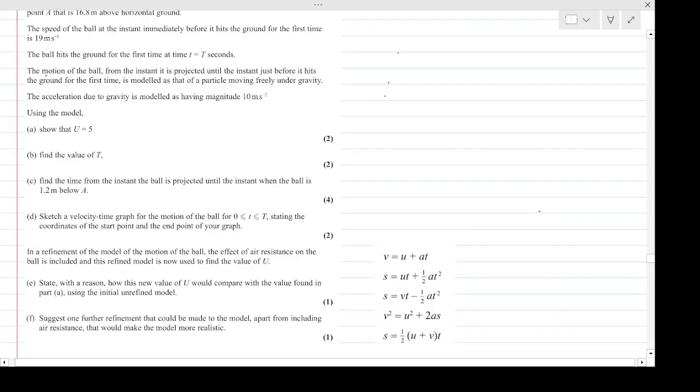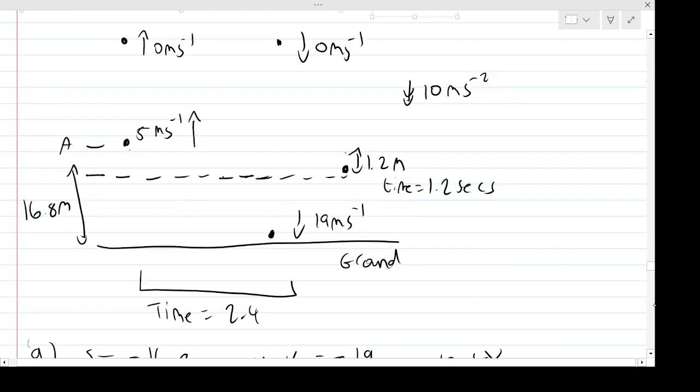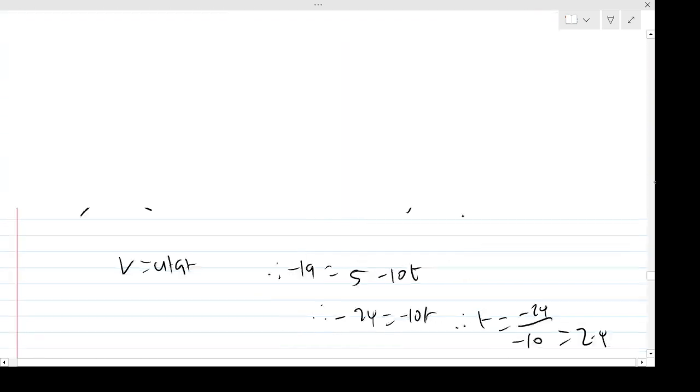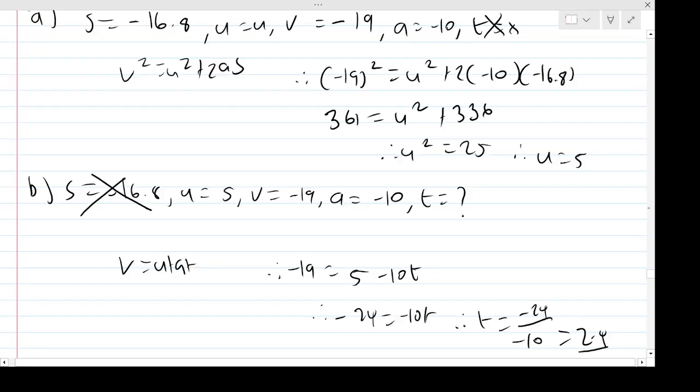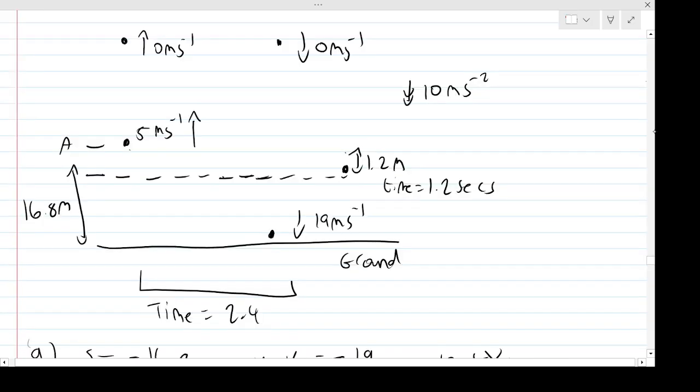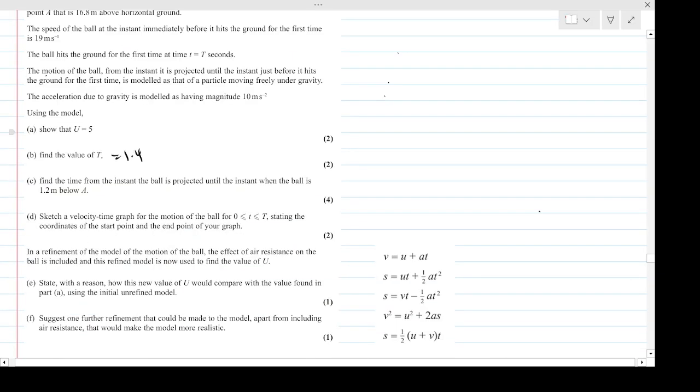Cool. Then in part D, it wants me to sketch a velocity time graph for the motion from 0 to capital T. Capital T was what? It was 2.4 seconds, right? That's what we worked out in part B. So between 0 and 2.4 seconds, stating the coordinates at the start and the end point of the graph. Okay, so we need to sketch a graph for this situation.